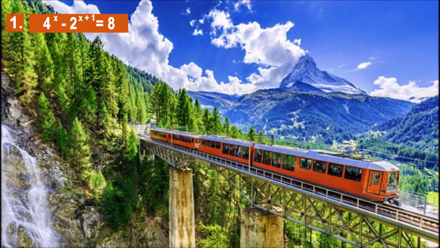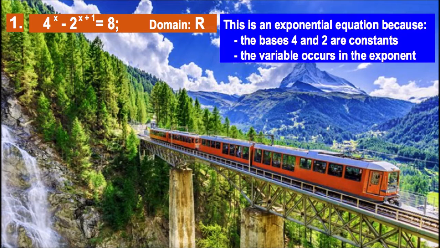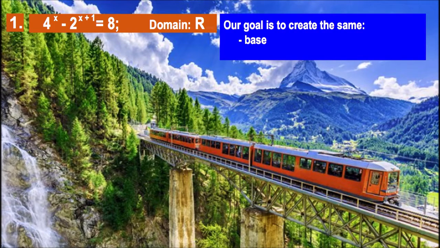Question 1. 4 raised to the power x minus 2 raised to the power x plus 1 equals 8. The domain is the set of real numbers, and this is an exponential equation because the bases 4 and 2 are constants, as well as the variable occurs in the exponent. Our goal is to create the same base and exponent.